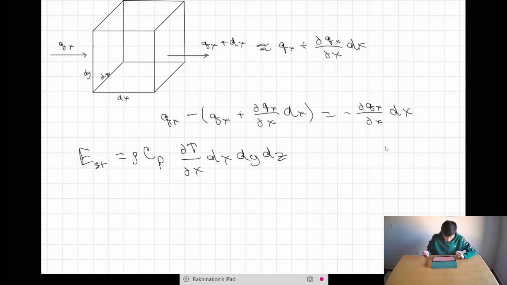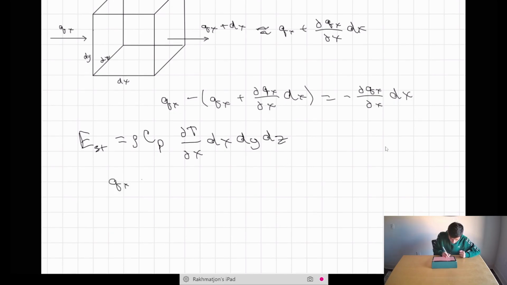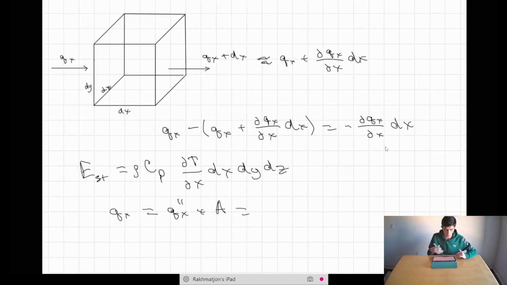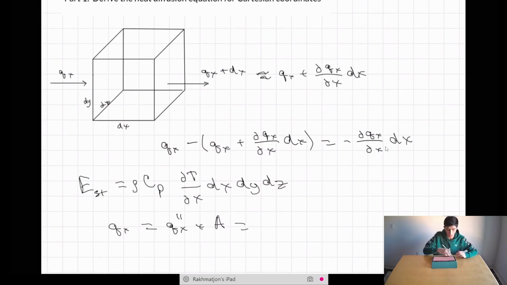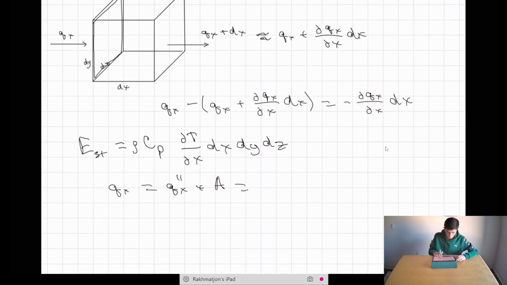Okay. So the next thing we can do is find out the heat flow of our cube, right? So the heat flow is going to be the flux times the area, right? So for example, if we're going to consider the x direction, so the motion in x, the area is going to be dy times dz. So we're considering this area right here.